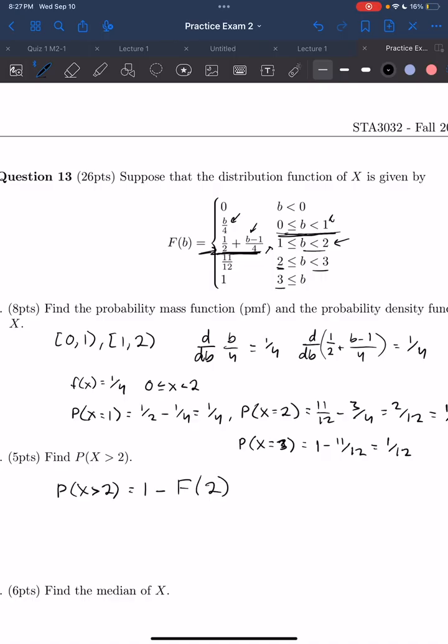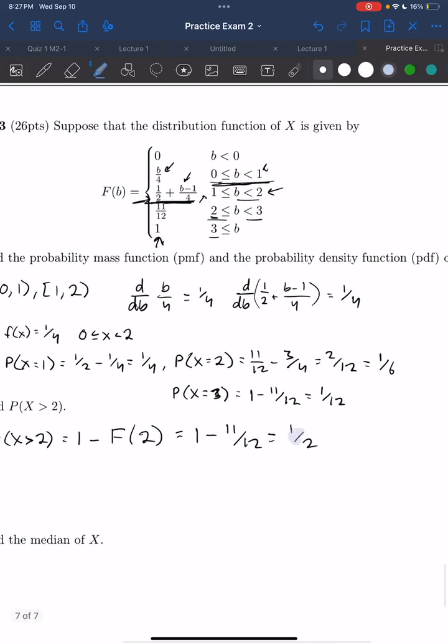Since this is a cumulative distribution function, each of these contains all of the values from before, so the end is 1, if that makes sense. So we have 1 minus f of 2, and over here we have f of 2 is 11 over 12, so that would just be 1 minus 11 over 12, and that equals 1 over 12, and that is our answer.